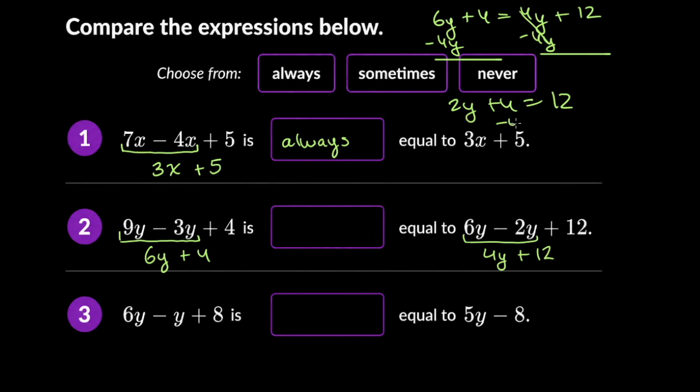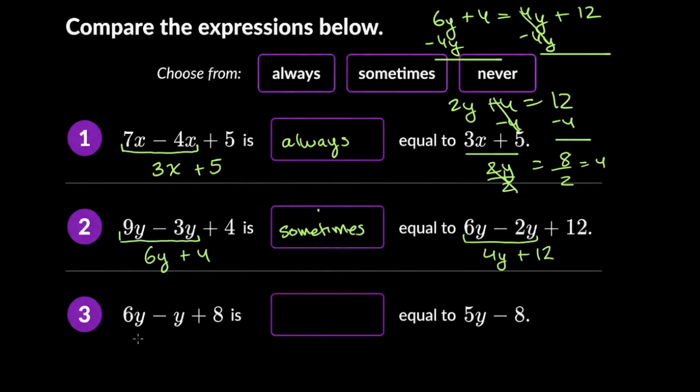And then if I subtract 4 from both sides, this is still messy. I should have probably done it someplace else. I'm going to get, these cancel out, I'm going to be left with 2y on the left, and that's going to be equal to 8. And then if you divide both sides by 2, you would get y is equal to 8 over 2, which is equal to 4. So there definitely is a time where these two expressions can be equal to each other. That's when y is equal to 4. So it's not for any y, only for y equals 4. So I would write sometimes.